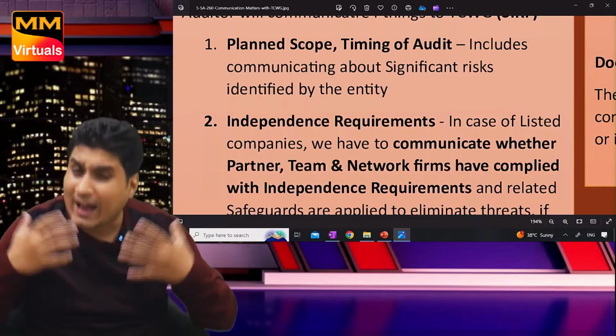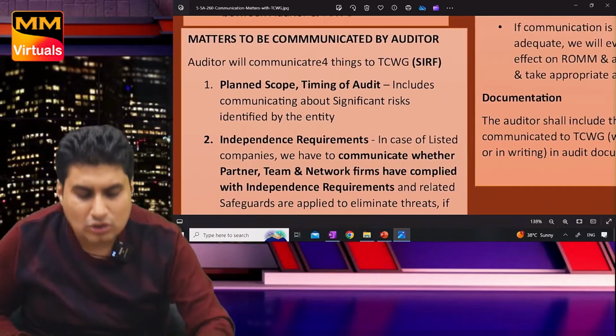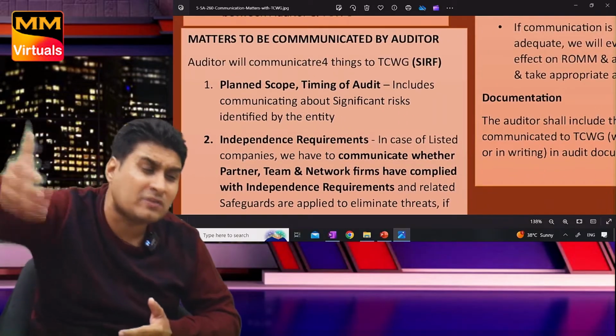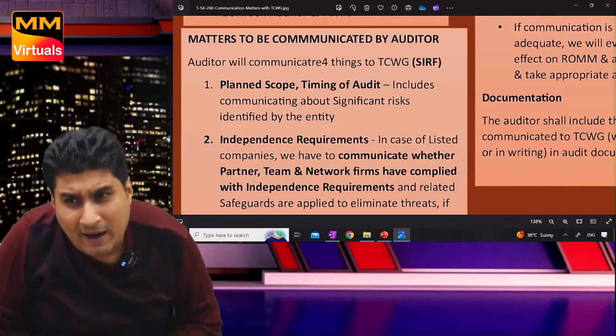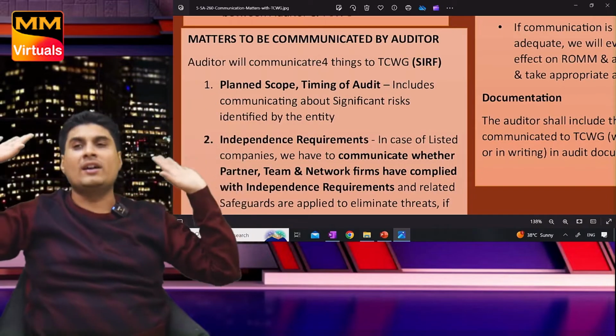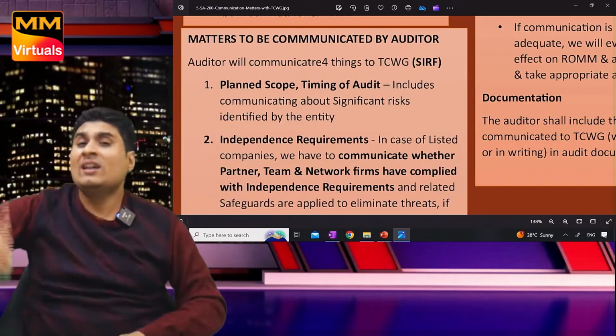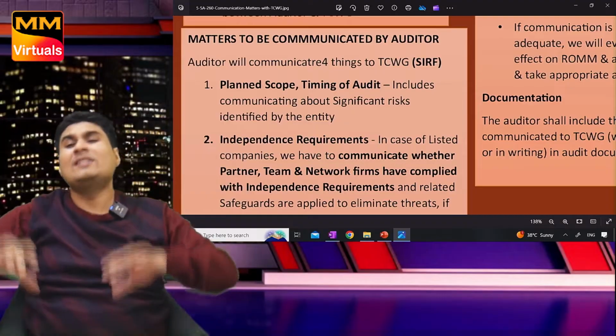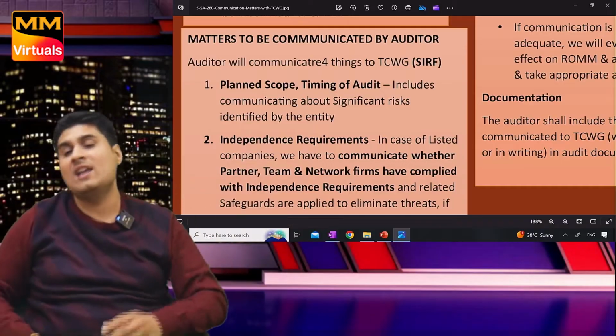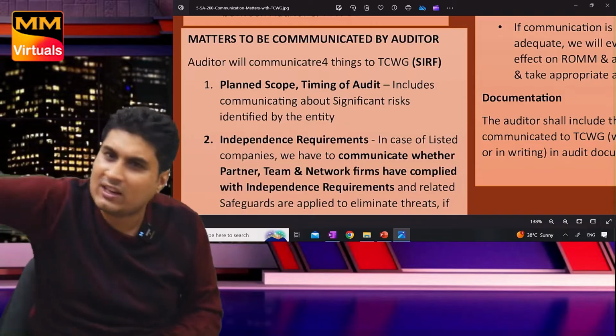So number one, what I will tell to them, okay, matters to be communicated to those charged with governance. Number one, plan, scope, and timing of audit. This is our scope of audit. We will check these things. Timing. This is when we will give you report. These are the dates when audit report will be ready. If it's a quarterly audit, every 3 months we will do the audit.